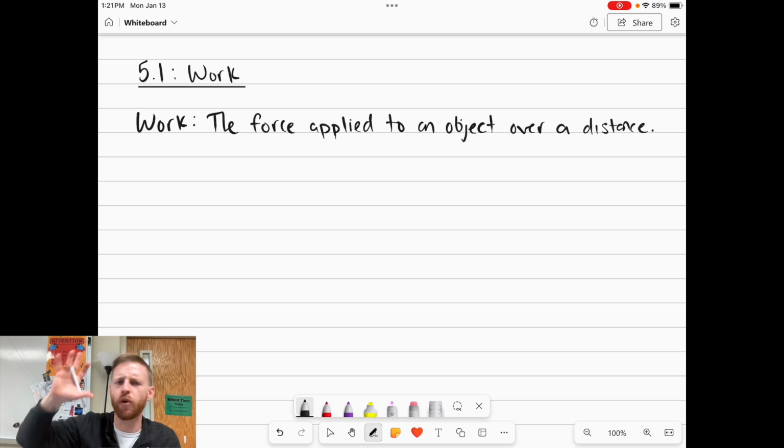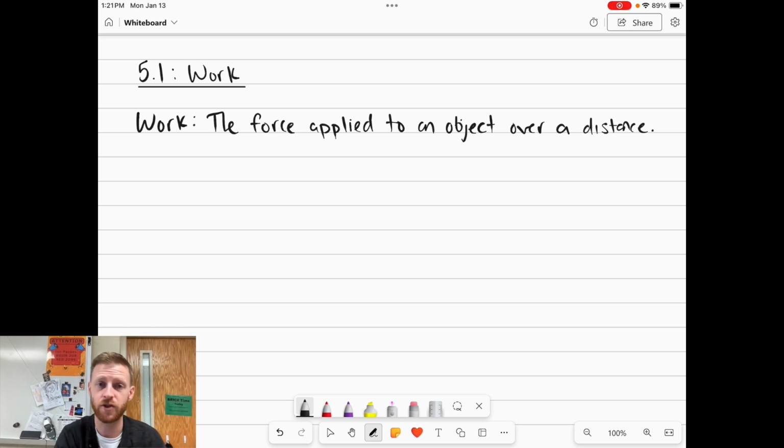You could be holding a boulder in place for 3 hours, saving people from it collapsing on them, and you technically, in physics terms, did no work. So when we think about work, we have to think about how far I'm pushing something.